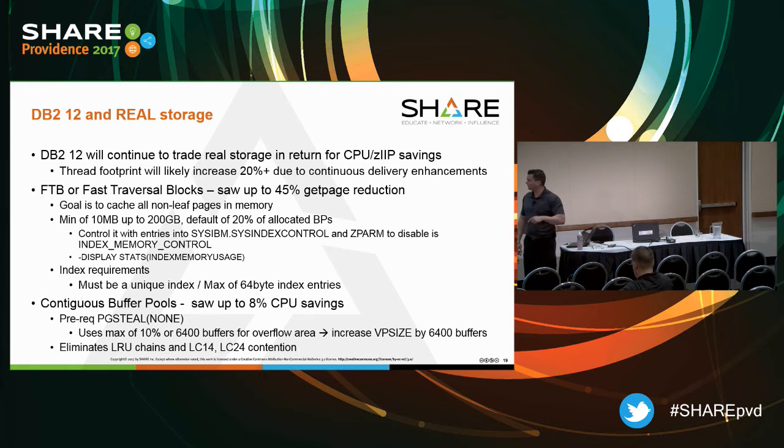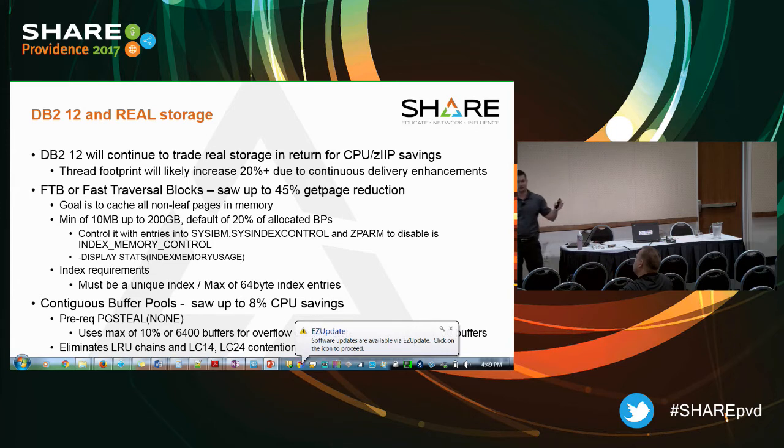The other one, contiguous buffer pools. Once again, we saw an 8% CPU savings. This is when we bring the object into the buffer pool and you've specified page steal none. So assuming you've already got a very specialized buffer pool, if it's page steal none, we'll load the pages in contiguously. So now we've removed all LRU mechanisms and all latch classes associated with those, like 14 and 24. So that is good stuff.